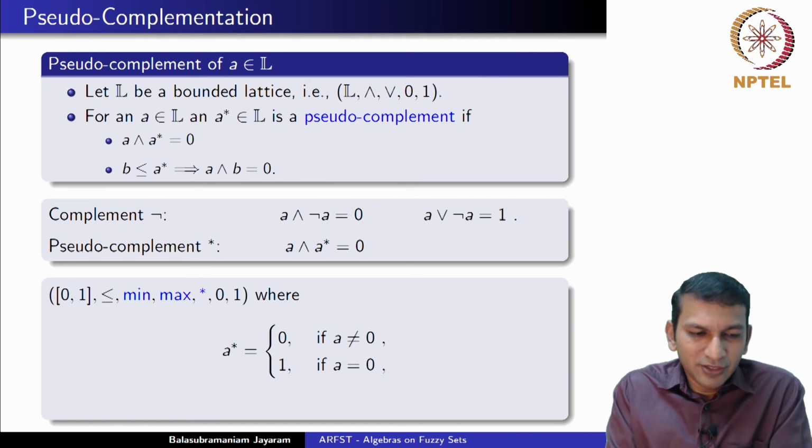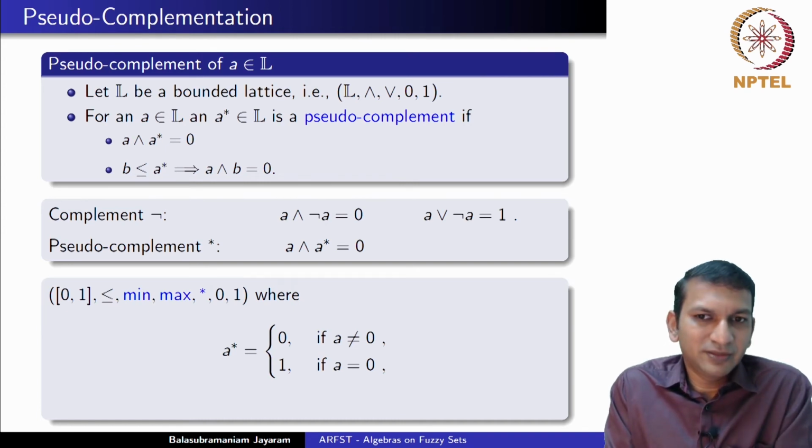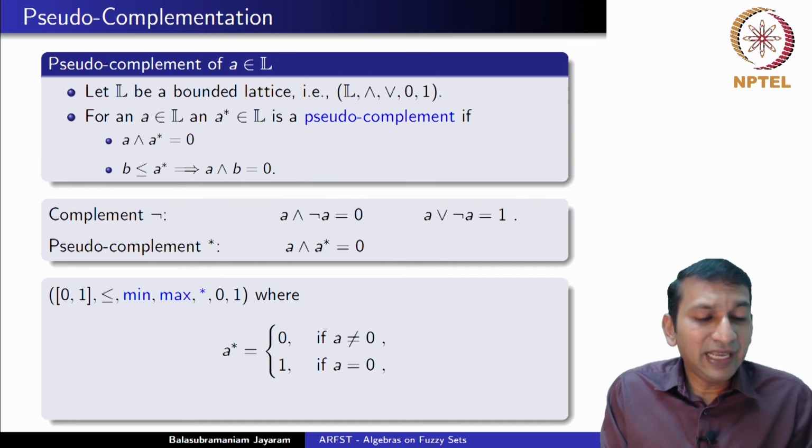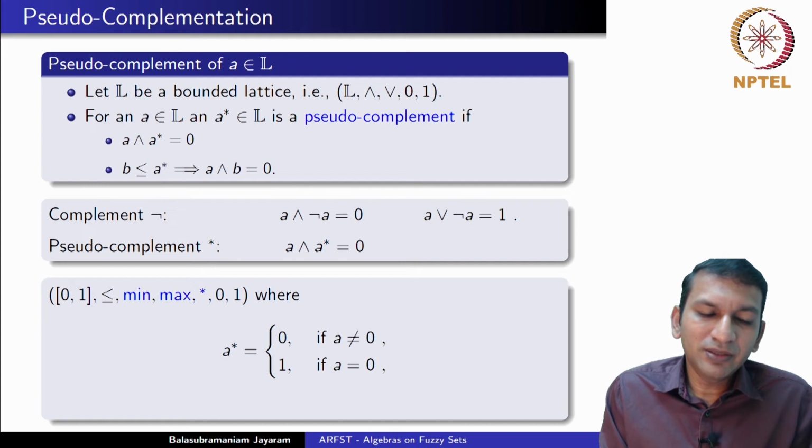Consider this now familiar lattice, the unit interval [0, 1] with the usual order, and min and max are taken for the meet and join operations. And consider this function. Note that now we are looking at complement as a function. Clearly A star is a function on [0, 1]. It takes the value 0 whenever A is not 0 and takes the value 1 when it is 0. Now the question is, is it a pseudo complement on this lattice?